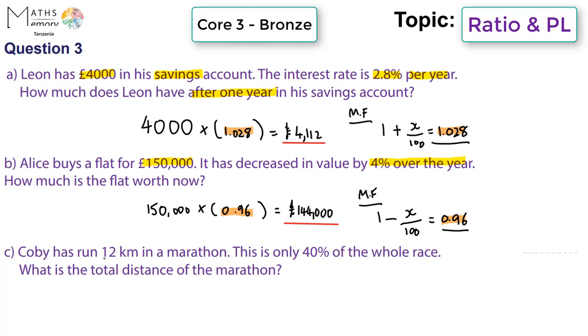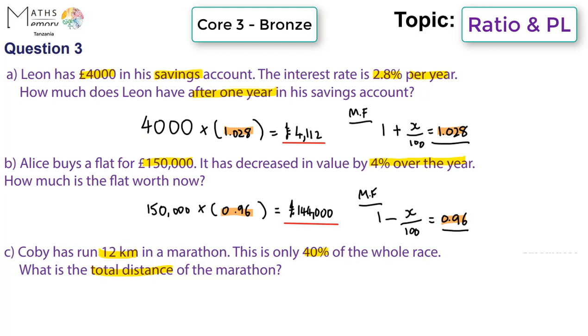So Kobe has run a 12-kilometer race in a marathon. This is only 40% of the whole race. Okay, so we've got basically, let's highlight 12 kilometers and 40%. What is the total distance of the marathon? So 12 kilometers represents 40% of the race. You want to find out the whole entire race.